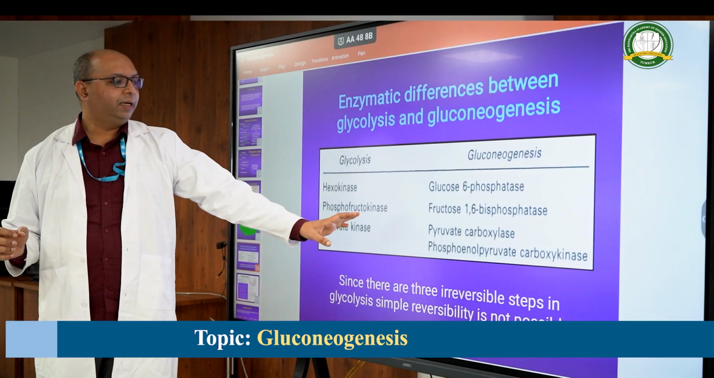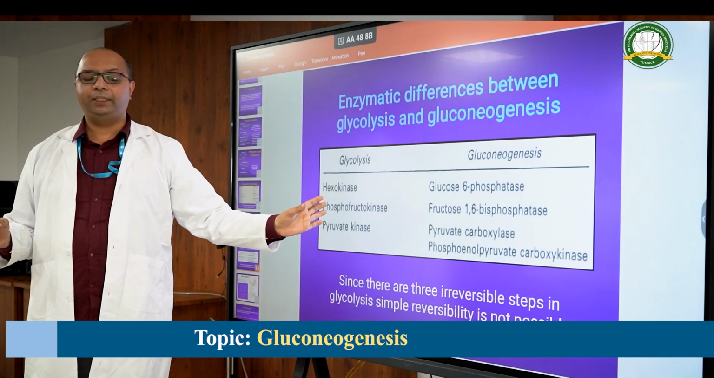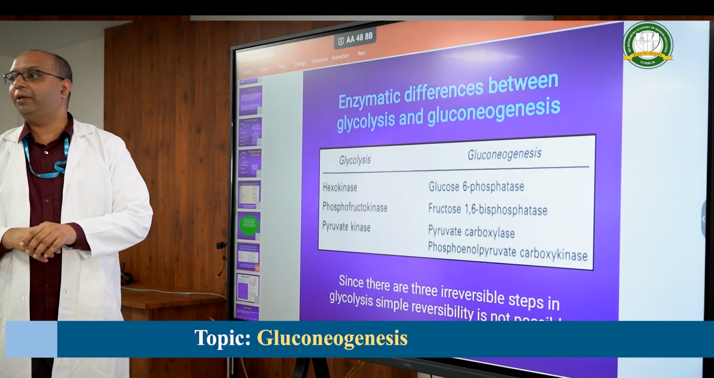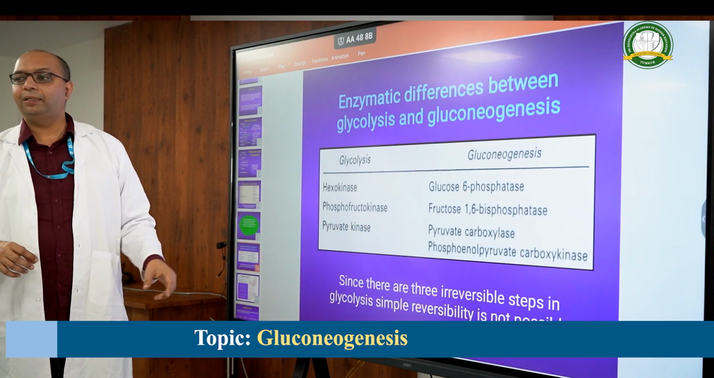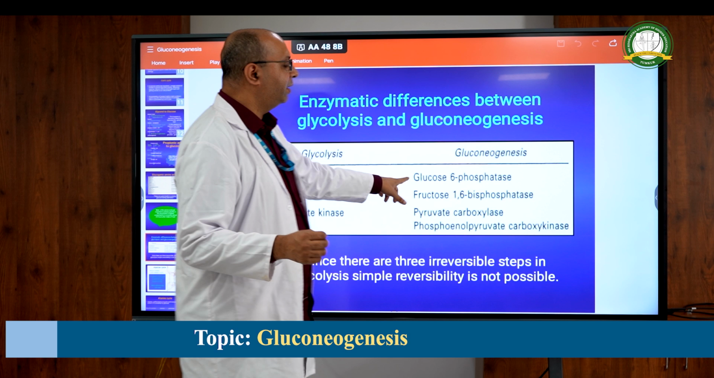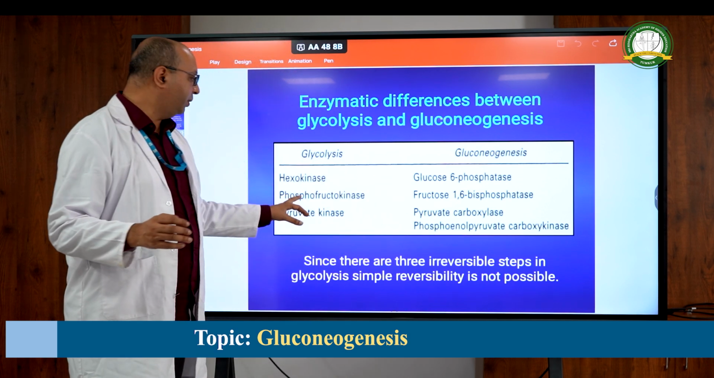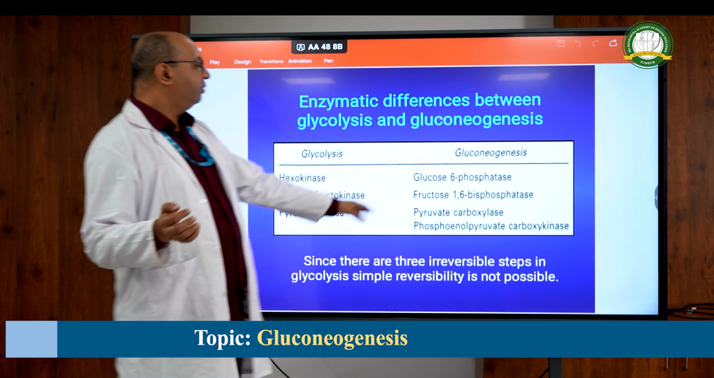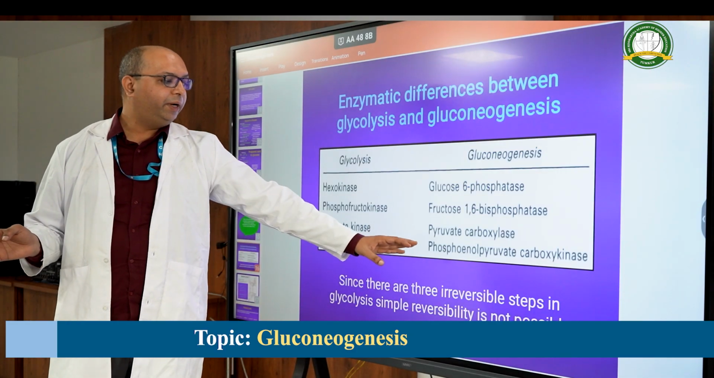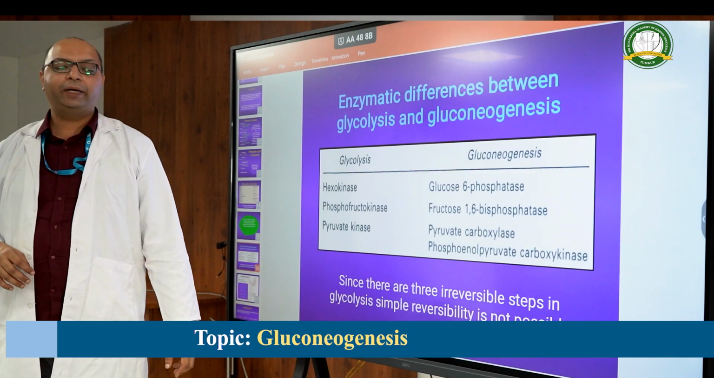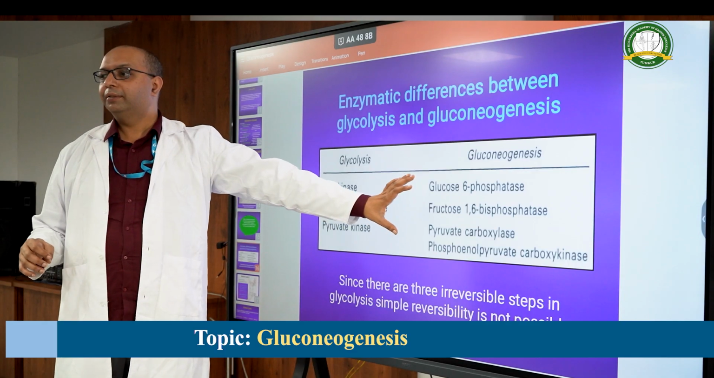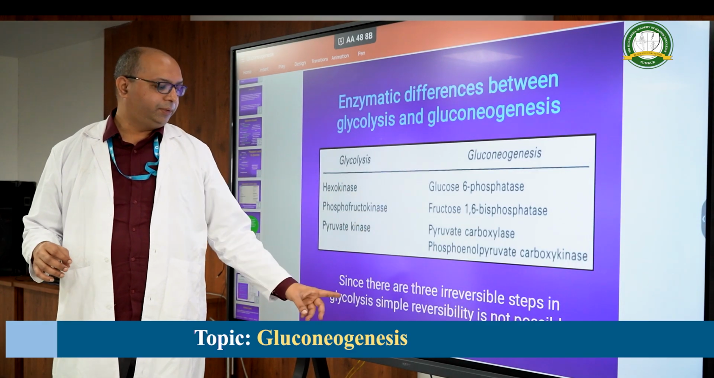So the key enzymes, they have differentiated. In glycolysis, hexokinase and the other two are the 3 enzymes which catalyze the irreversible steps. Hexokinase will be circumvented by glucose 6-phosphatase. Phosphofructokinase will be circumvented by fructose 1,6-bisphosphatase. Pyruvate kinase will be circumvented by pyruvate carboxylase and phosphoenolpyruvate carboxykinase. Since there are 3 irreversible steps, these will be circumvented by 4 key enzymes.